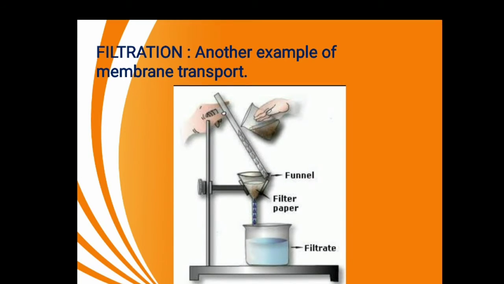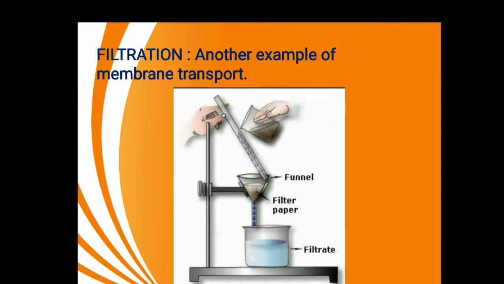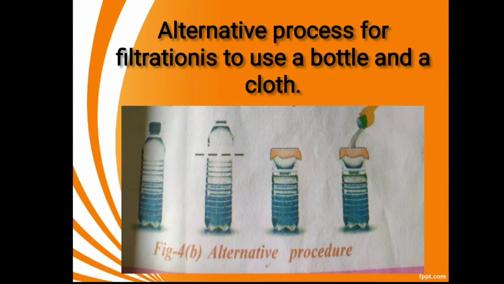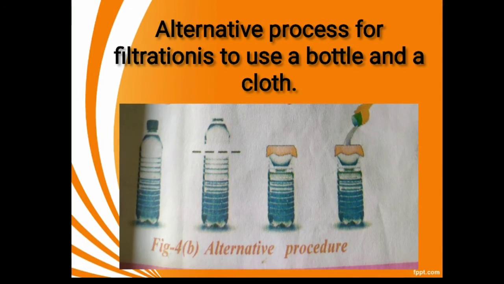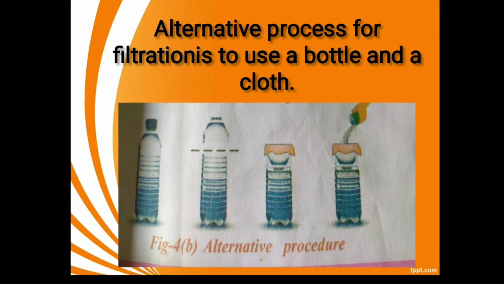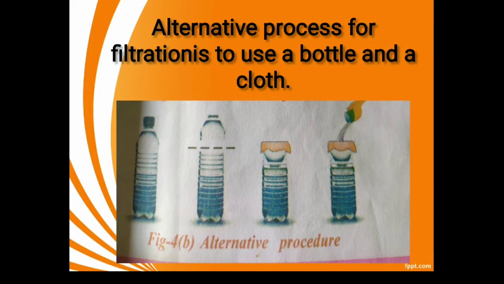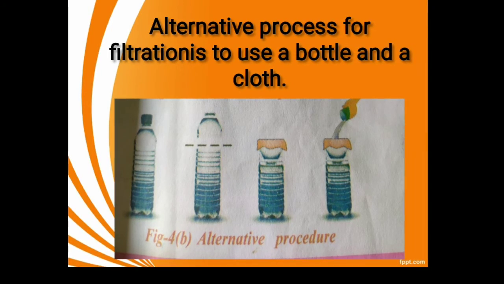So children, this activity you can perform in your lab by using all these materials like the stand, funnel, beaker and so on. If there is no such type of equipment in your lab, we can also use an alternative method like you can see in the pictures here. You can cut a bottle and by using a cloth you can filter the contents in this manner. This is a common process. Sometimes we use it in our homes also for filtering water or any materials.